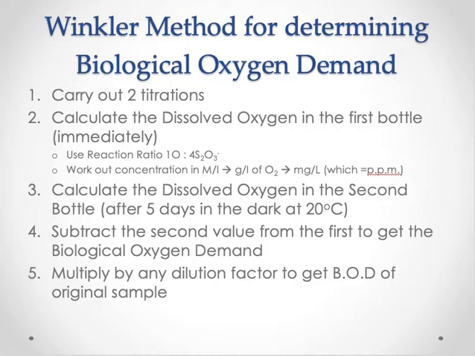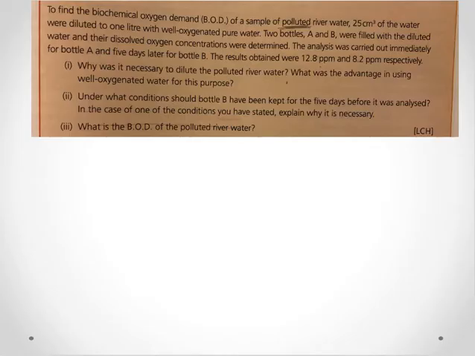So let's look at the first example, which is taken from a Leaving Cert paper. To find the biological oxygen demand of a sample of polluted river water, 25 centimetres cubed of the water were diluted to 1 litre with well oxygenated pure water. 2 bottles A and B were filled with the diluted water and their dissolved oxygen concentrations were determined. The analysis was carried out immediately for bottle A and 5 days later for bottle B. The results obtained were 12.8 parts per million and 8.2 parts per million respectively. So the first question that we're asked there is, why was it necessary to dilute the polluted river water?